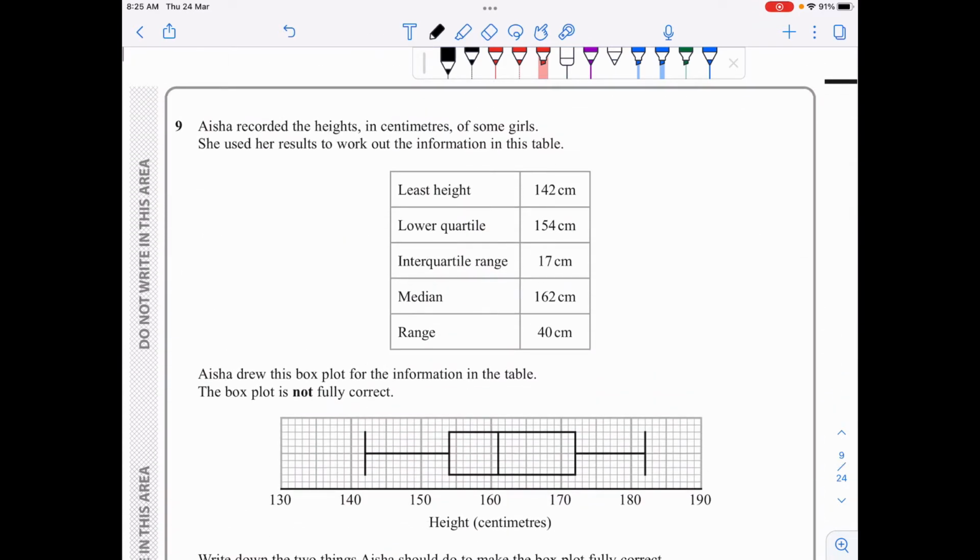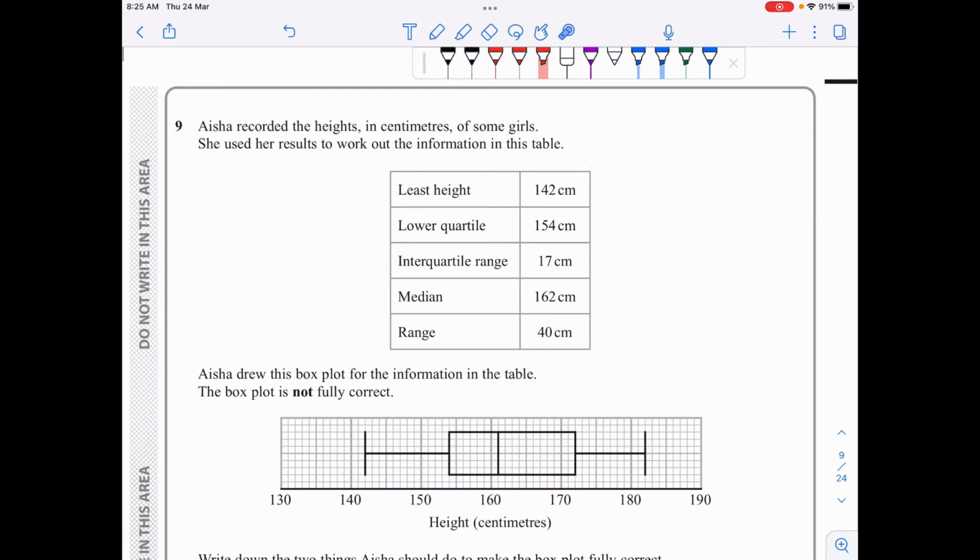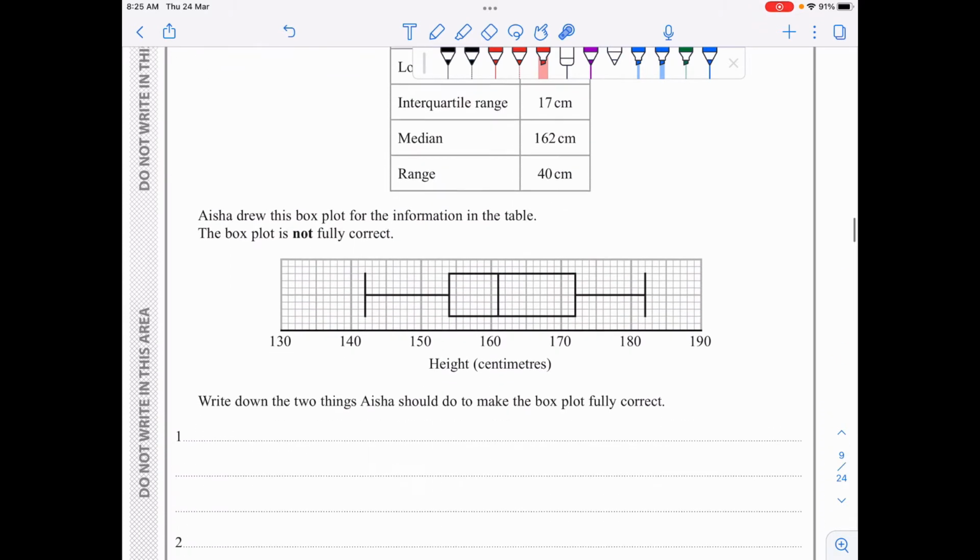Number 9 is Aisha, who has recorded the height in centimeters of some girls. This is some information given here. And she then went on to draw the box plot shown here, but it's not fully correct. We need to identify 2 things that she did wrong.